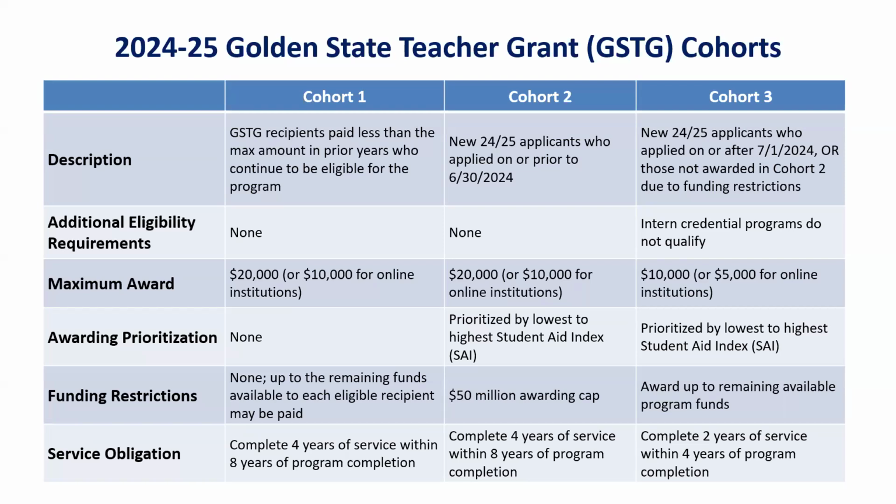There have been some special alerts and operations memos that have been released regarding the Golden State Teacher Grant updates, but just so that you're aware, we have separated out certain cohorts depending on when they filed their GSTG application, if they had received a payment in a prior year, and all of this will affect not only their maximum award, but their service obligation. So keep this in mind when you are advising students that we have since closed the GSTG application because of limited funding, but based on when they applied and if they were a renewal student, their award amounts may vary.